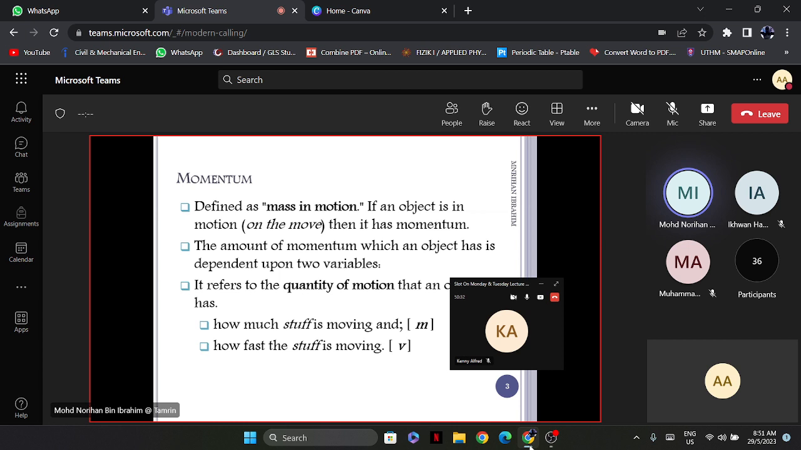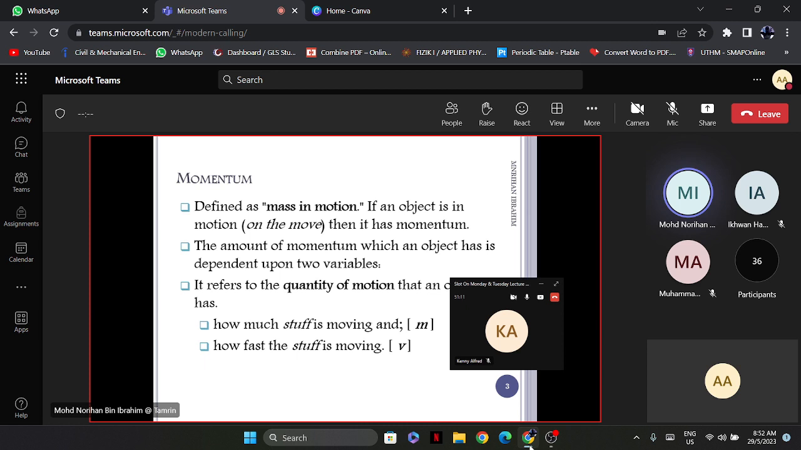What is momentum? We start with momentum. It's defined as mass in motion. If an object is in motion, which is on the move, then it has momentum. So mass in motion, any physical body which is in motion, it has momentum. If no motion, no momentum. The simple thing that we can put in our mind is no motion, no momentum.